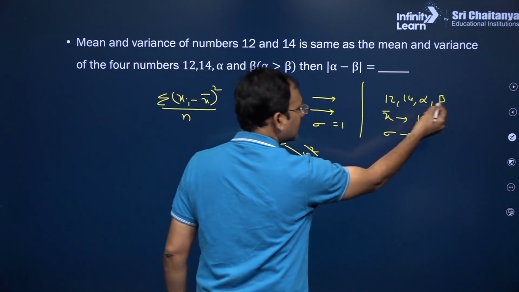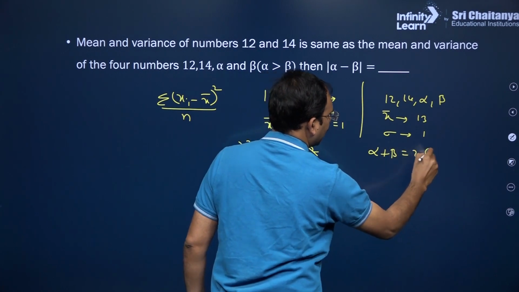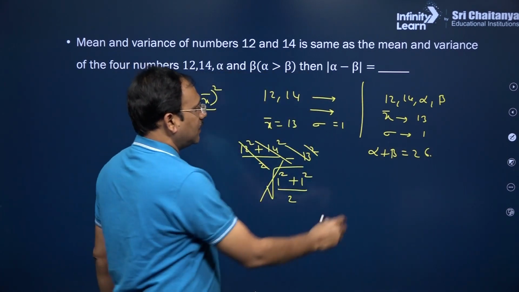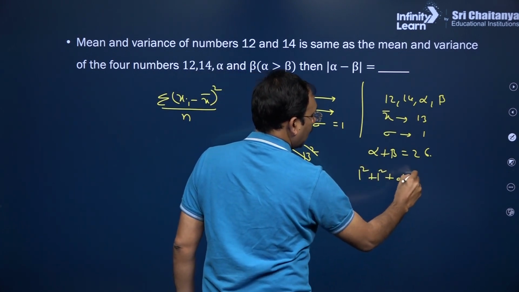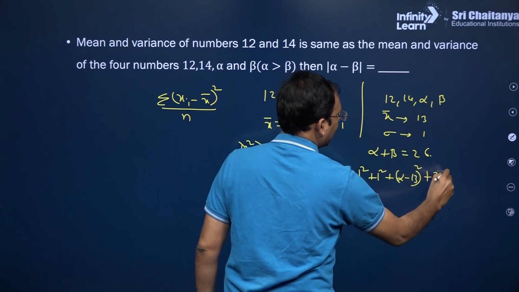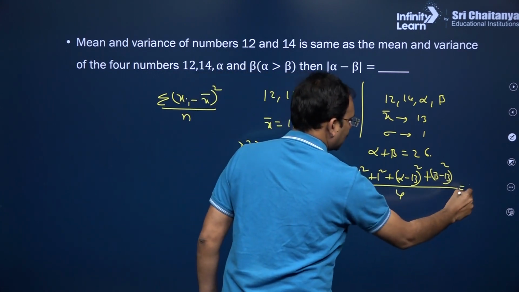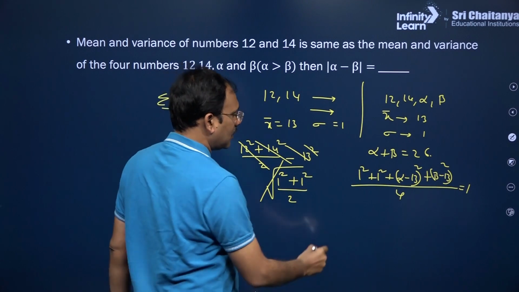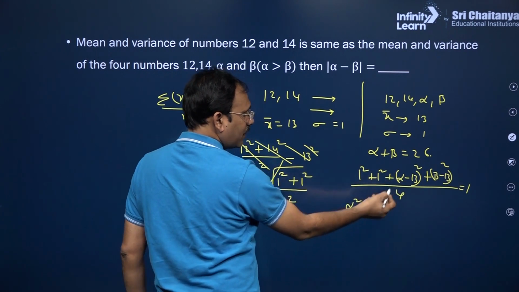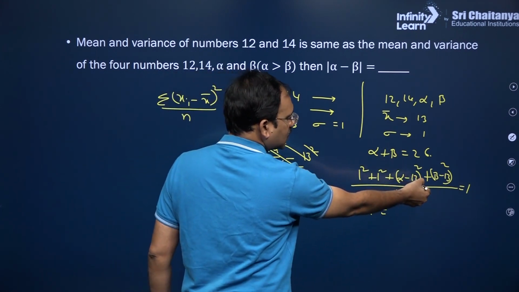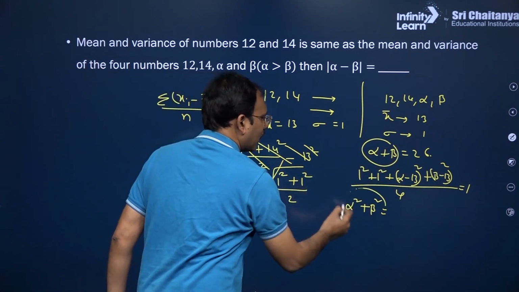Now for this data, mean 13 means alpha plus beta must be 26, my dear friends. And here mean 13 means the differences are 1 square plus 1 square plus (alpha minus 13) square plus (beta minus 13) square, by 4. This should also be 1. So from this you will get another equation in alpha square plus beta square. Because alpha plus beta is 26, you can substitute that, and so you get alpha plus beta and alpha square plus beta square.